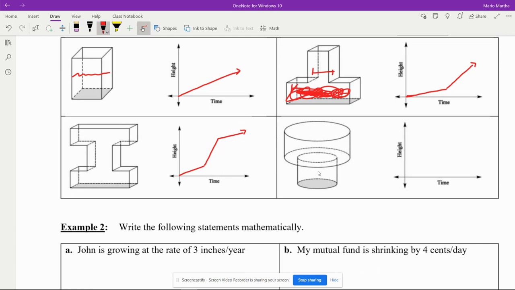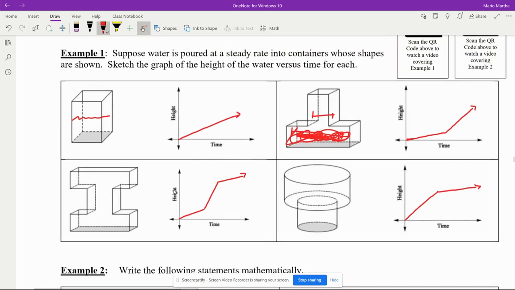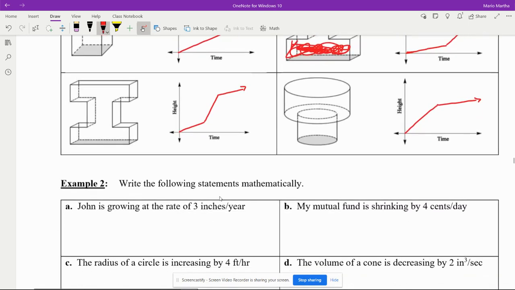And then the last one, the combination of these two cylinders. It's going to start to fill fast because the bottom part is more narrow than the top part. So this starts to fill fast, and then the other one goes at a slower rate, like so. Those two things are what we're looking at: the height of the water and the time, and depending on the container, that's how it gets filled.